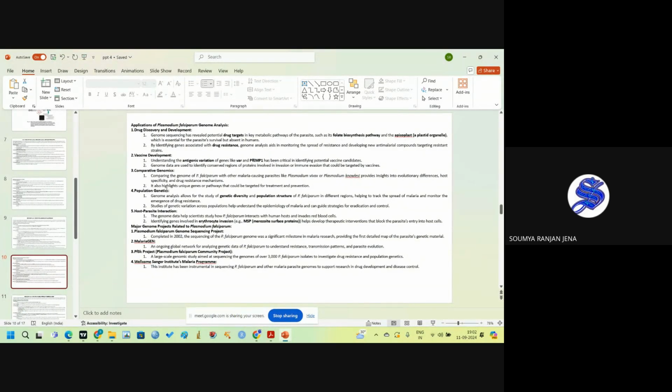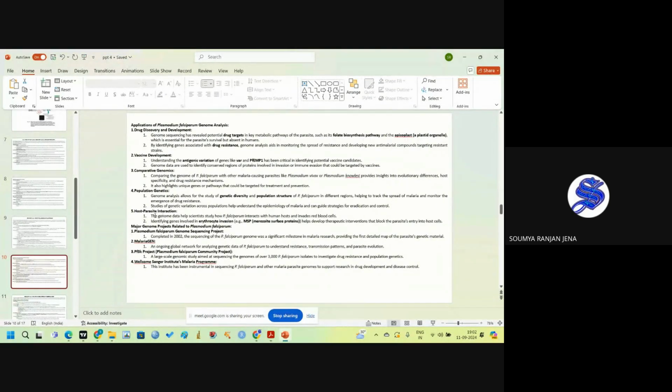Then we have to study the population changes during Plasmodium falciparum infection, how their population gene pool also changed during this malaria infection. We have to study this population genetics, and the study of genetic variation across the population helps to understand the epidemiology of malaria and can guide strategies for eradication and control.